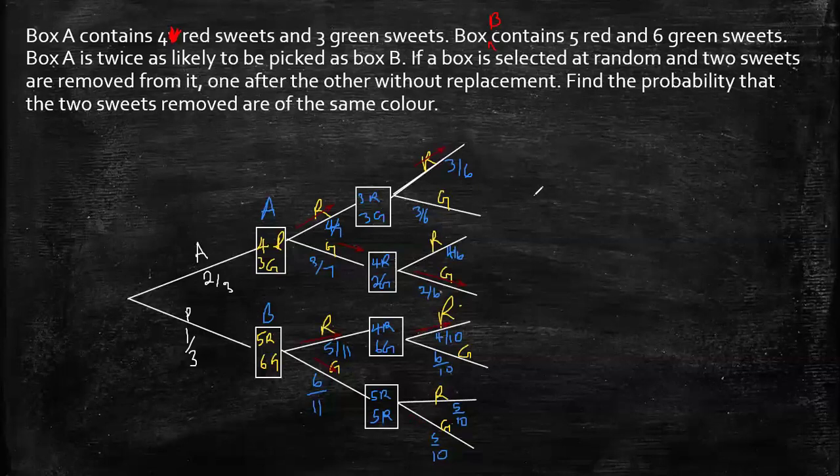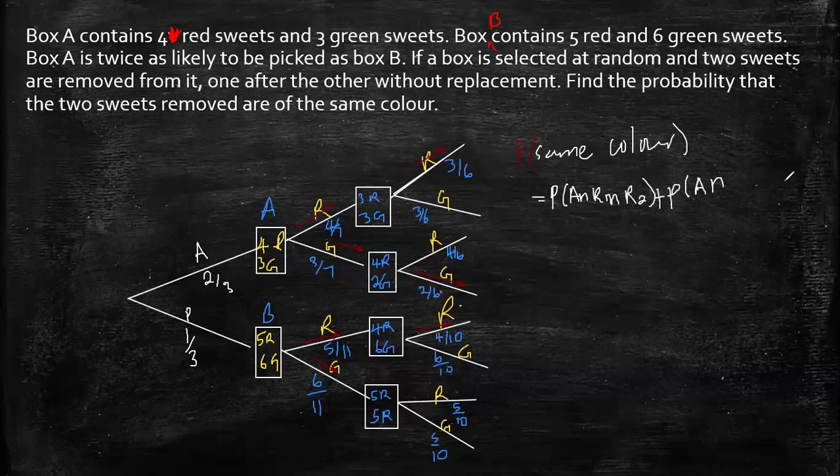So this is going to be probability of A intersection R1 intersection R2. Then also have A intersection green 1 intersection green 2. So that is for bag A, we are going to pick A and green.